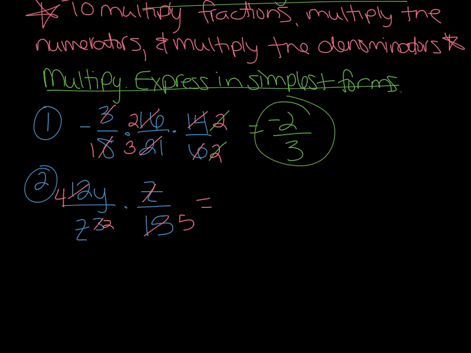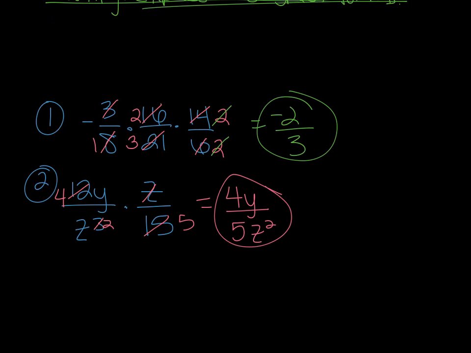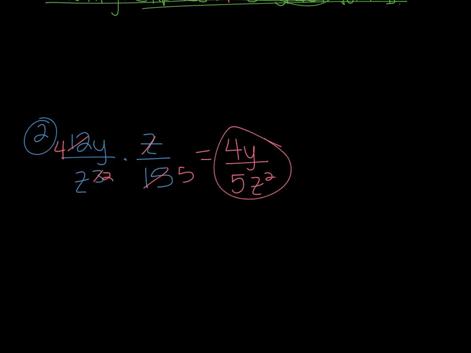Nope. So multiply everything left in your numerator. So 4 times y, and everything in your denominator. Z squared times 5 gives you 5z squared. Once again, there are restrictions here, right? Because if z is 0, the whole denominator is 0. Keep that in mind, but you don't have to actually state it. Okay? Questions on numbers 1 or 2?